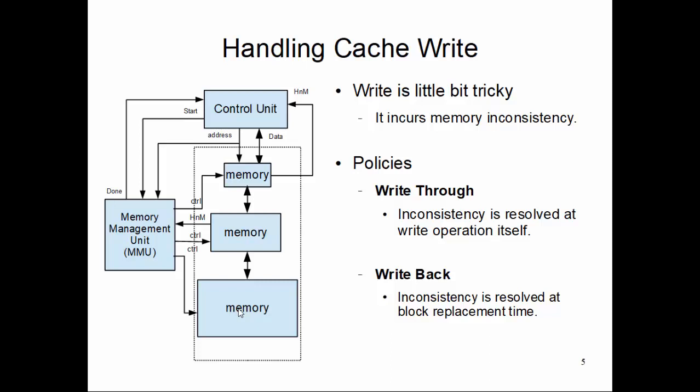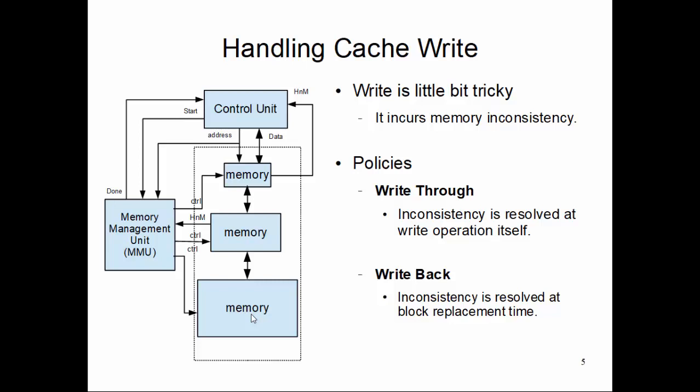But if you write onto the block at the L1, that means immediately that block content becomes inconsistent with the lower levels of memory. L2 has a different content then, right? You are writing on the L1, so it's changing the L1 block content, whereas L2 and lower level memory, the RAM, remain unchanged. That's how the inconsistency occurs.